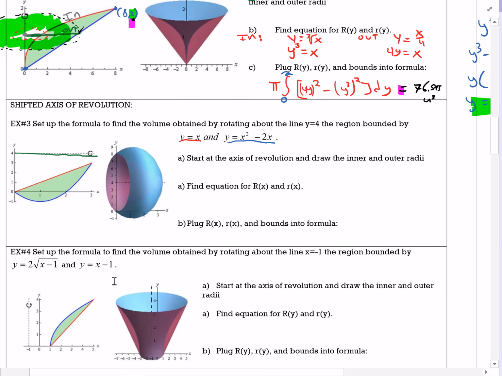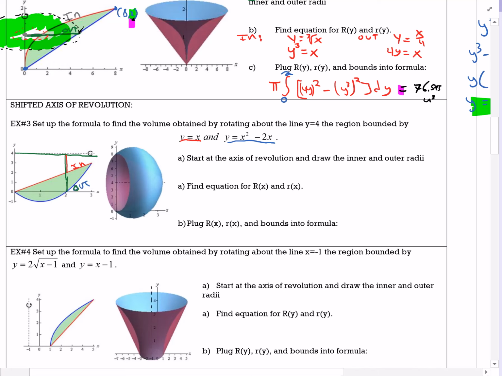So basically we need to know what's the inner piece and the outer piece. So again, we're just going to start at the axis of rotation, which this time is y equals 4, and we're going to start drawing our radius going down, and the first function I hit is my inner radius, right? So that means the red one is the inner radius, and then we're going to do it again, and we're going to just start drawing down, and the next thing I hit is my outer radius, right? So the blue one here is going to be part of my outer radius.